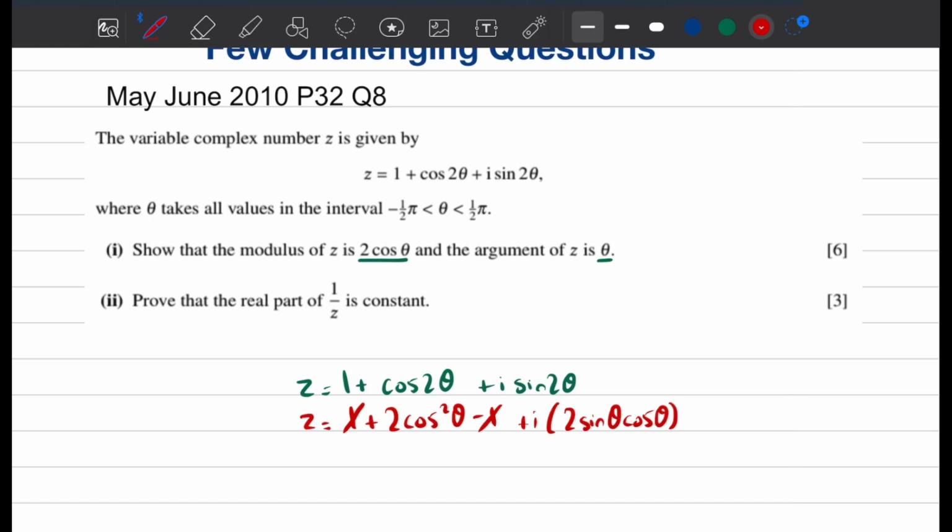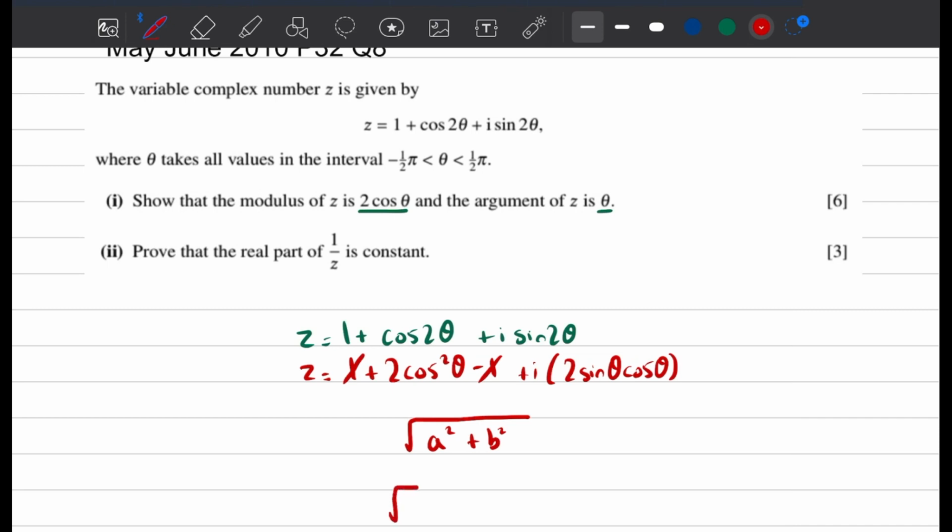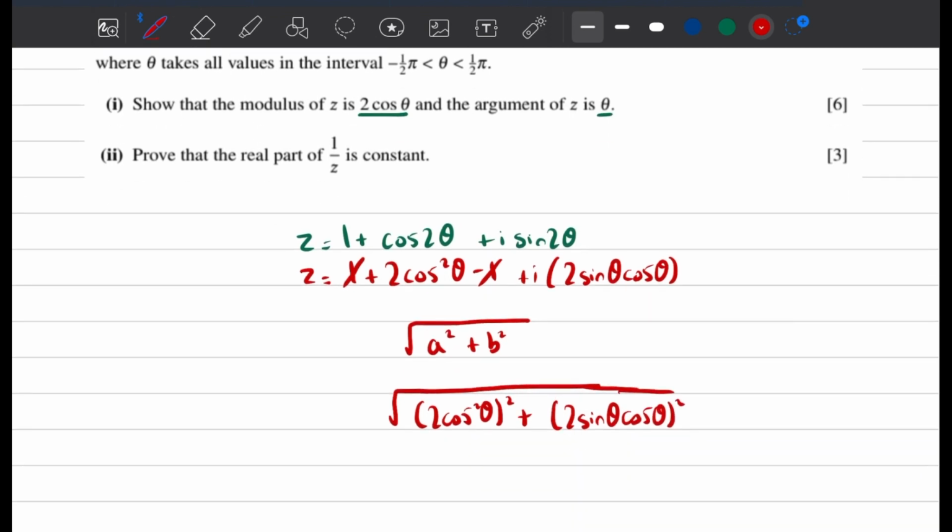Now, in order to find out the modulus, the formula is root of a square plus b square. So you can clearly see this is the real part, this is the imaginary part. Let's apply. A is 2 cos square theta whole square plus 2 sin theta cos theta whole square. So it's going to become 4 cos power 4 theta plus 4 sin square theta cos square theta. Do you get this?